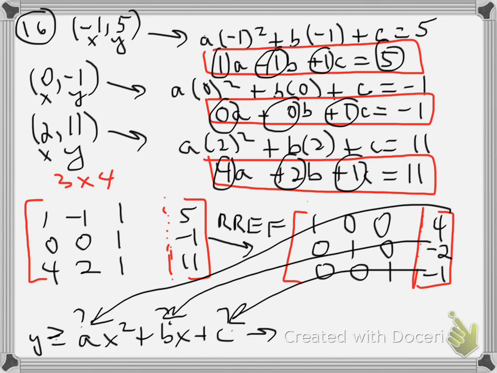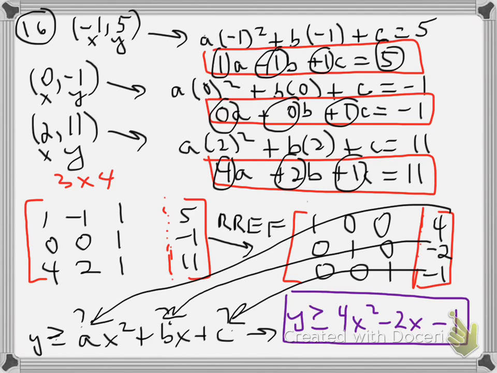I'll write it in red. Let's do it a different color. Let's do it in purple. So we get y is greater than or equal to 4x squared minus 2x minus 1. And it's greater than or equal to, because it's shading above, it has an equal to sign because the quadratic is dotted. Okay, I'll just stop this and I'll upload it.